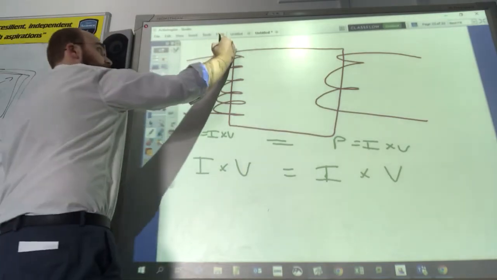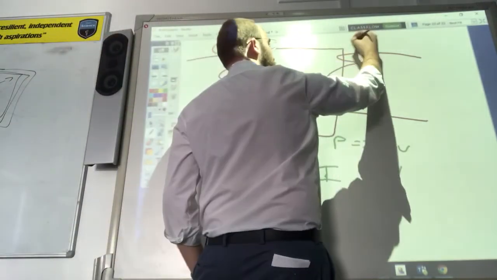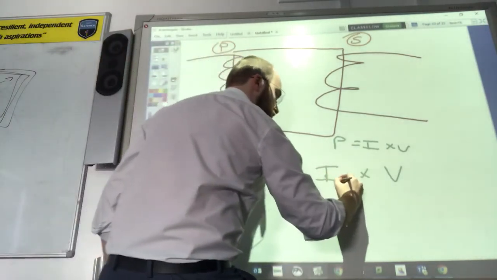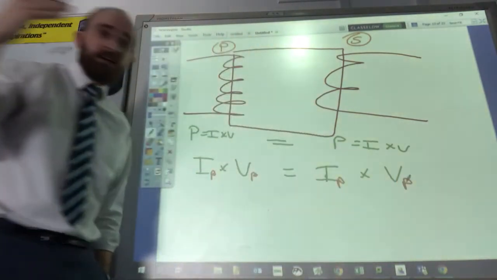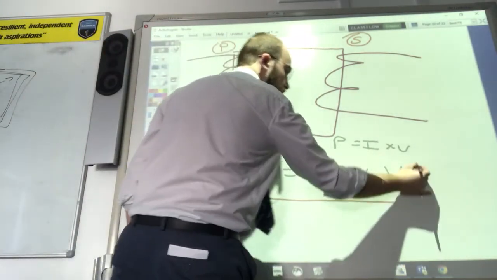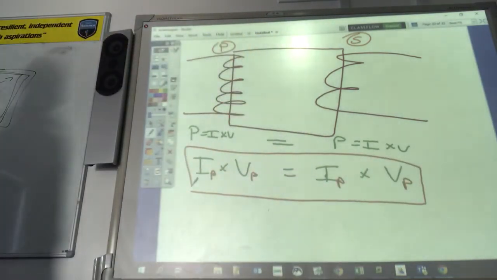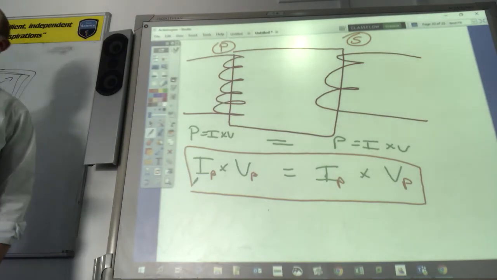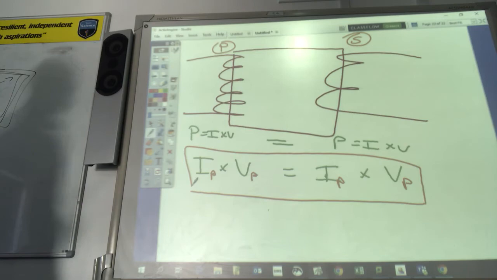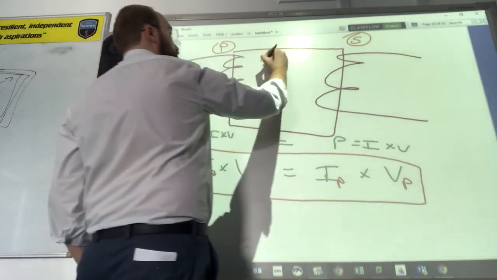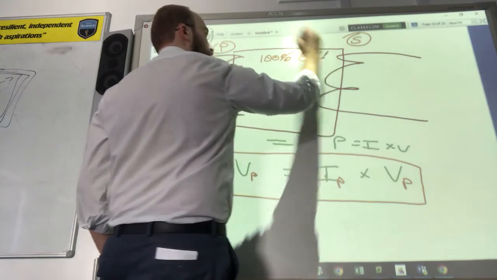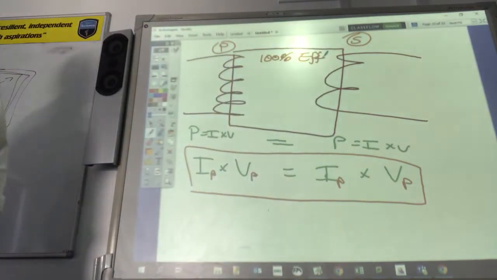But I'm going to get confused if I've just got I and V. So because this is my primary coil and this is my secondary coil, I'll say that IP times VP equals IS times VS. And if you look in the back of your test, you'll see that you've got this equation given to you. Now if they give you a 6-mark question and ask you, why does this equation work? How does this equation work? You can explain it now. You can explain it because transformers are 100% efficient, and this equation is the combination of powers.